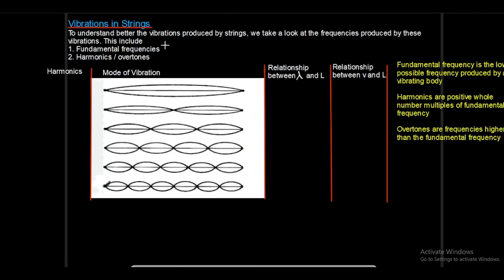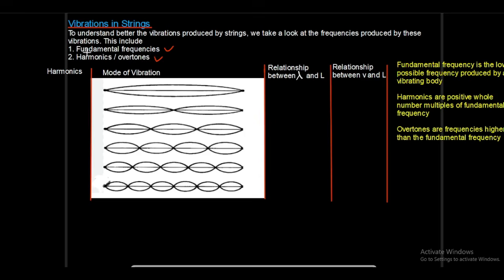Alright, so in this video, we're going to be talking about vibration in strings. Now, to understand better the vibration produced by strings, we need to take a look at the frequencies produced by these vibrations. And these include the fundamental frequency and the harmonics, also known as the overtone.